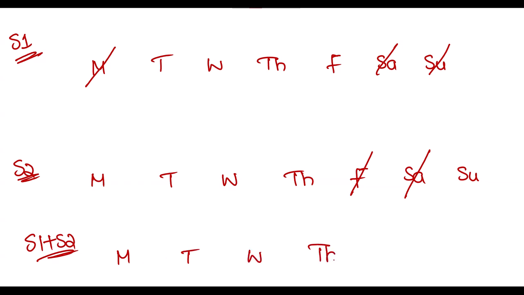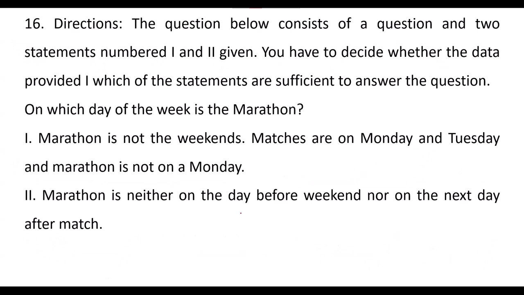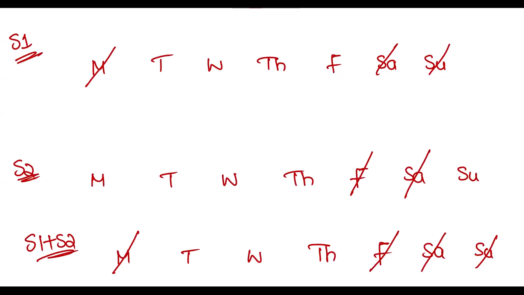Now in statement 2, there is one more idea of weekends not possible using statement 1, and the day before the weekend also not possible. Monday not possible. Matches are on Monday and Tuesday, they said. On the next day after a match also not possible. So Monday and Tuesday are matches. Monday match is there, Monday's next day, Tuesday, not possible. Tuesday match is there, Tuesday's next day. So the marathon is scheduled only on Thursday.